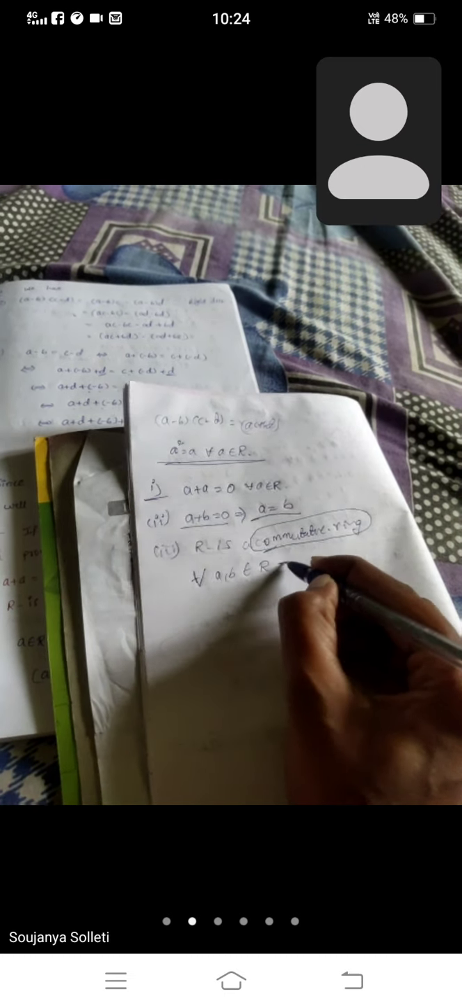The given condition is a square is equal to a for all a belongs to R. First we can prove the first condition: a plus a is equal to 0 for all a belongs to R. So a belongs to R implies a plus a is equal to 0. The given condition is a square is equal to a. Now we can assume a plus a whole square, which is a plus a.